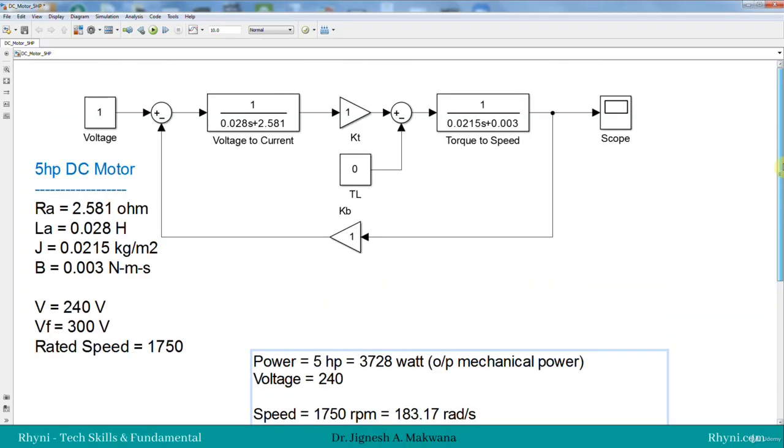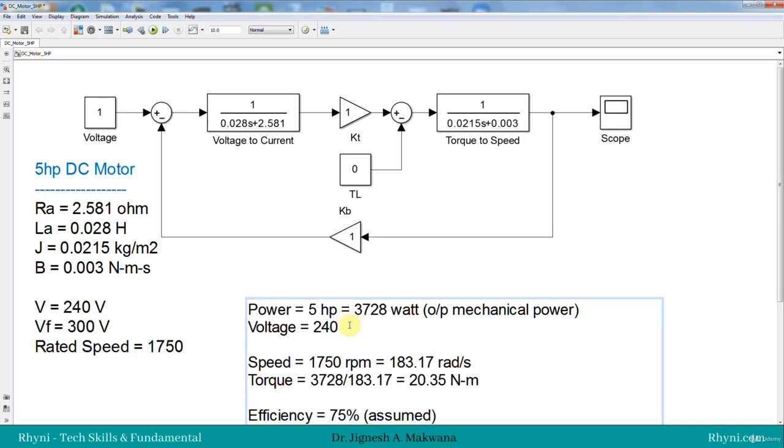So here, first of all, we need to understand it is a 5 HP DC motor. That means rated power is given. 5 HP is rated mechanical power. Let's first convert the 5 HP into watt. 1 HP is equal to 746 watt, or 745.7 watt exactly. So 5 HP is equal to 3728 watt. So 3728 watt is the output mechanical power.